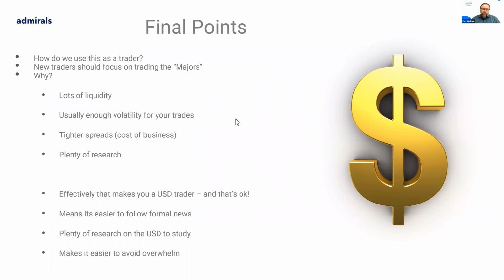So how do you use all that information to trade? Just to finish, I'd suggest that new traders should focus on trading the majors, those 7 pairs against the US dollar. Why? Lots of liquidity, so you're not going to have an issue getting your trades on. There's usually enough volatility for your trades as well, and you've got tighter spreads when you're trading the US dollar majors.